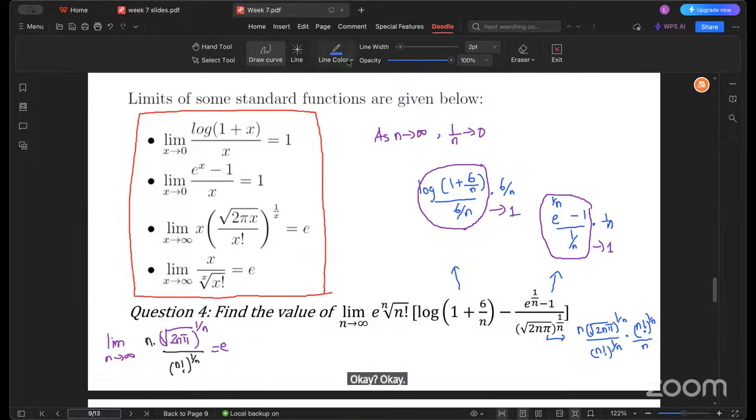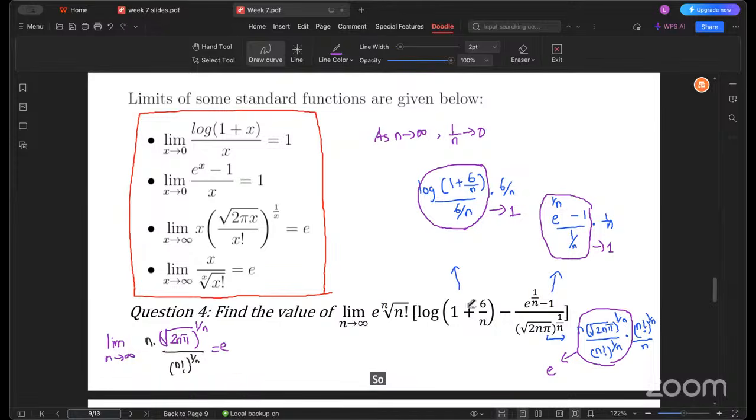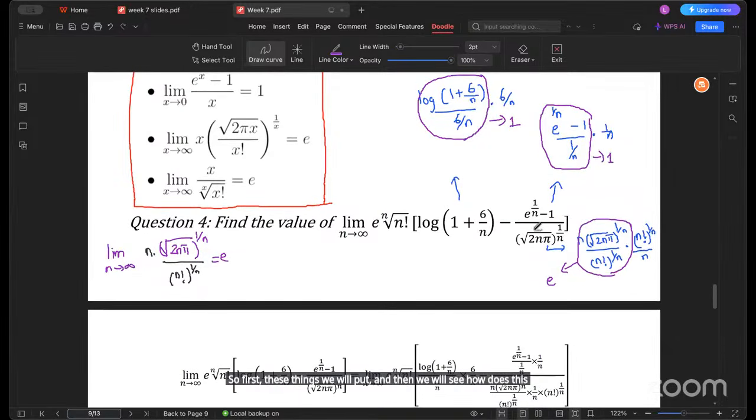Now you know that this part, as n goes to infinity, goes to e. Now what about this part? You have here x by the nth root of n factorial. But here, remember, you have something else. So some simplification is needed, and then we can apply this formula. So first we will put these things, and then we will see how the simplification works. So we have an idea to start with.